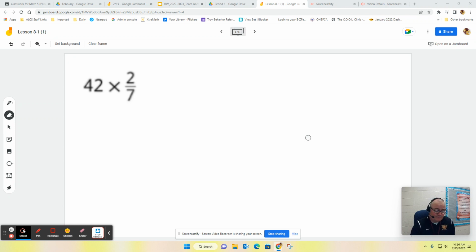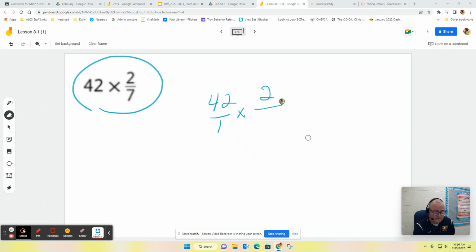And when we cross simplify, I look at this problem, 42 and 2 sevenths, and I think 42 over 1 times 2 over 7. I look at my numerators and my denominators, and I don't worry too much about the number one because it's the number one. I ask myself, can seven go into two? Nope, seven can't go into two. But can seven go into 42? Yes, seven goes into 42.